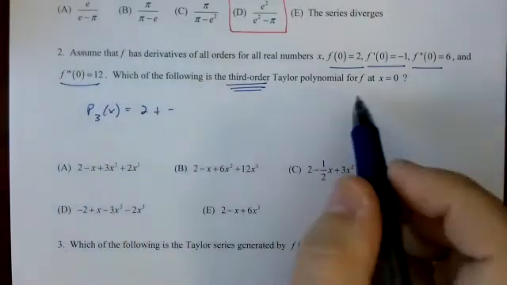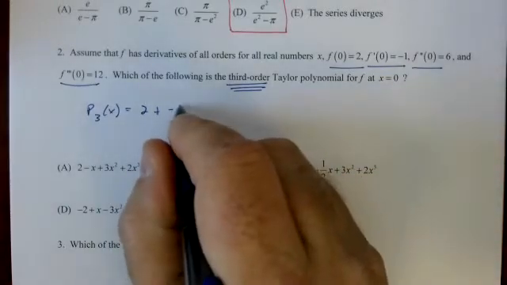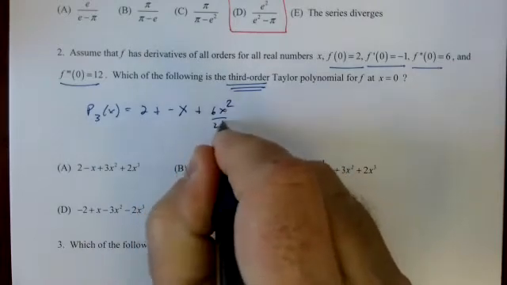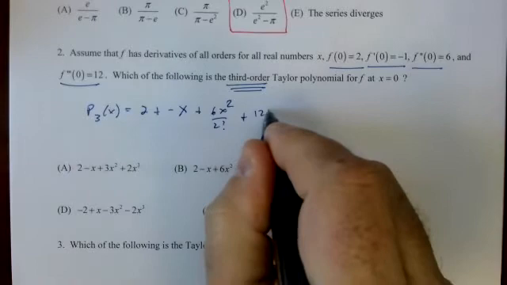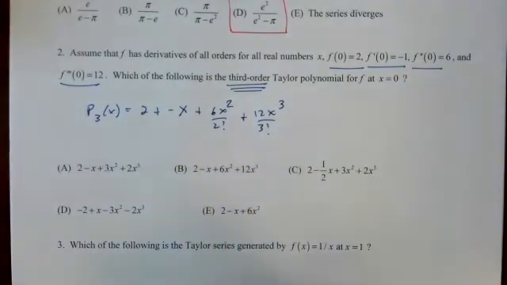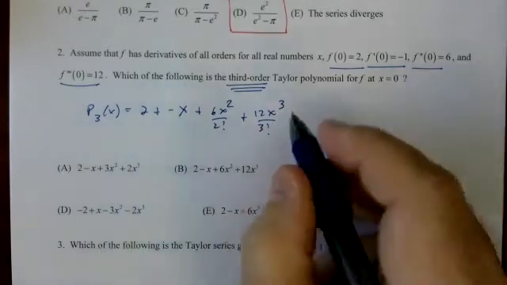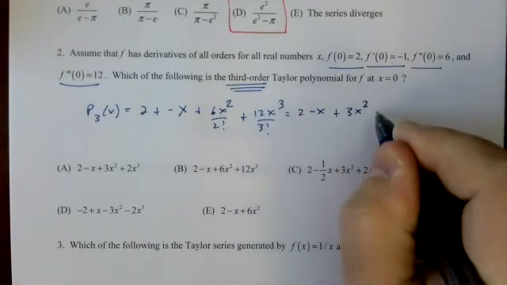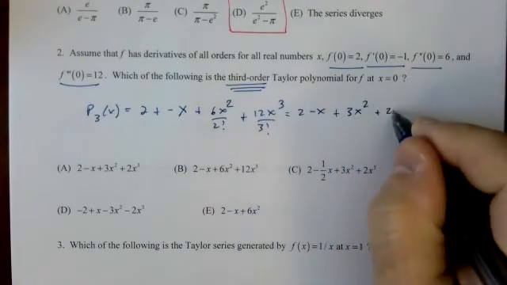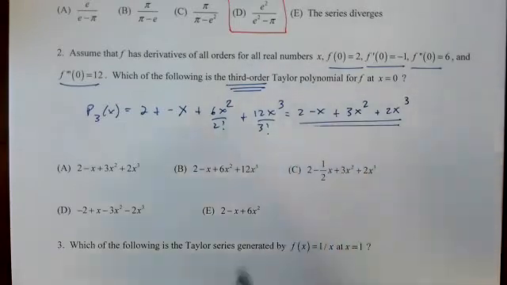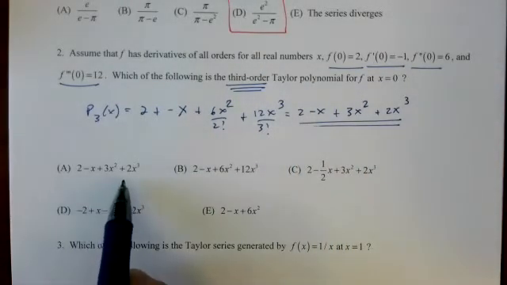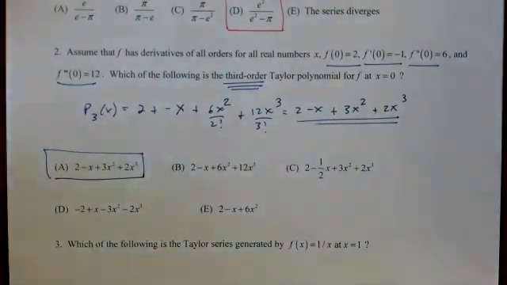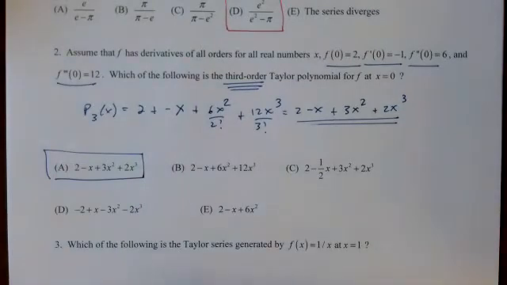negative 1x, plus 6x squared over 2 factorial, plus 12x to the third over 3 factorial. So that's 2 minus x plus 3x squared plus 2x to the third. 2 minus x plus 3x squared plus 2x to the third. If you can do that, you're in good shape.